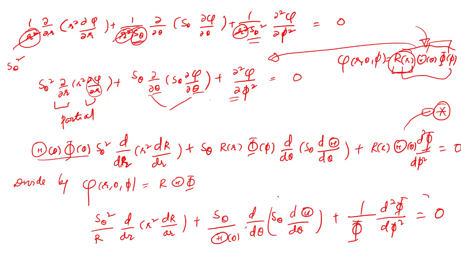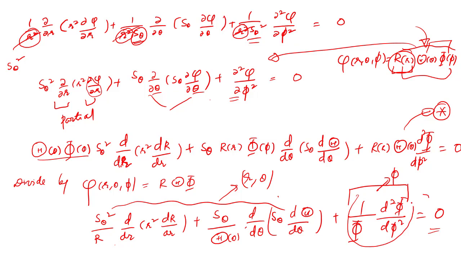Now if you take a look at this equation, the last third term is only dependent on phi. The first two terms are dependent on both r and theta, whereas the third term is dependent only on phi. And when you add these terms, you get 0. That means, just like the logic that we used while separating variables in rectangular coordinates or cylindrical coordinates, we can use the same logic here.